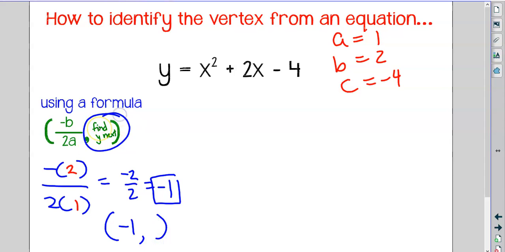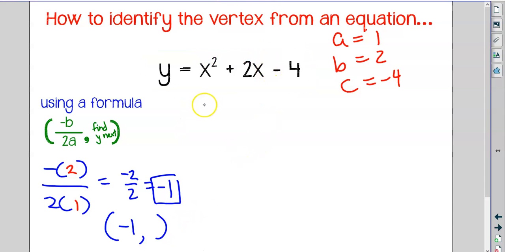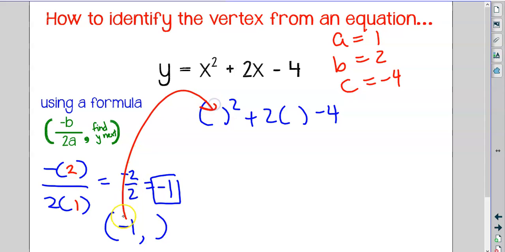Now, how do you find y? Well, you take this equation and you find y by substituting in numbers for x. So I'm going to remove all of the x's and replace them with their x value. So I'm going to put a -1 into both of these locations, and I'm going to compute.